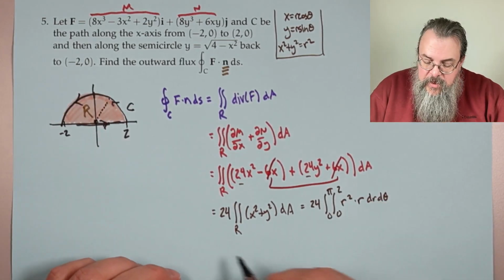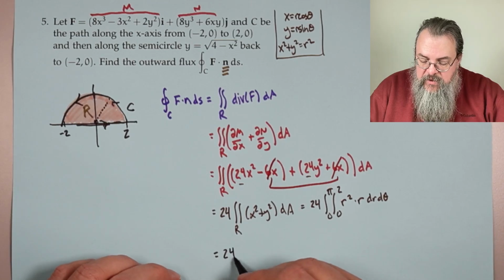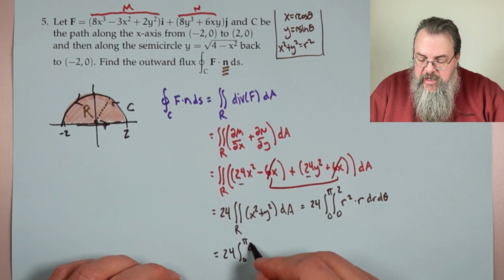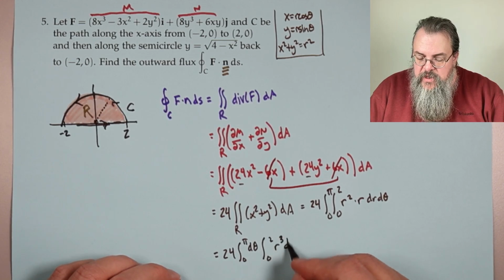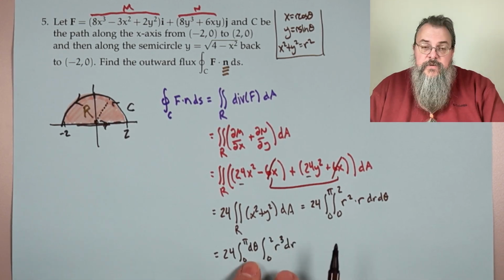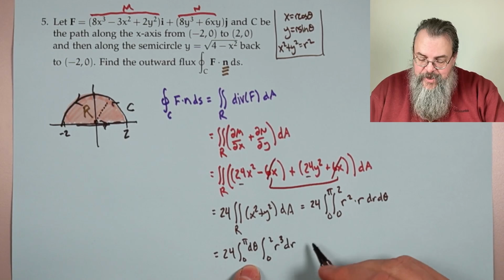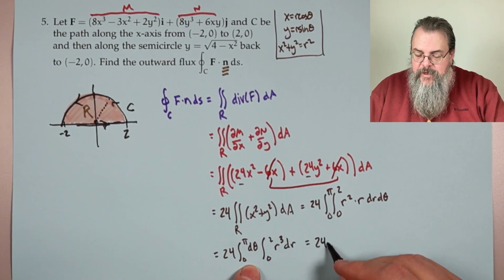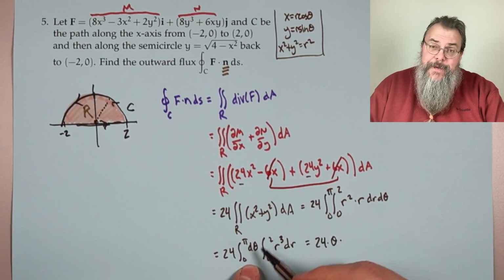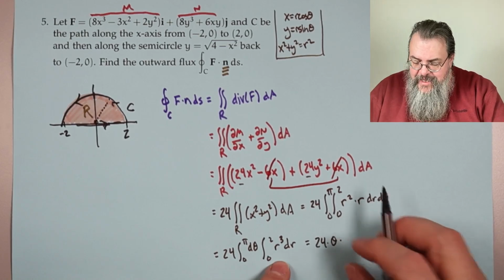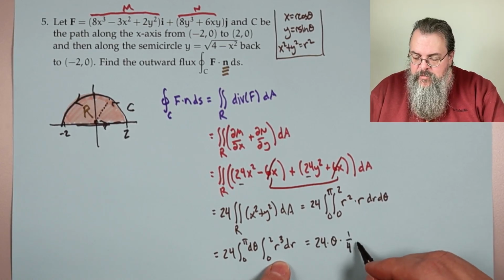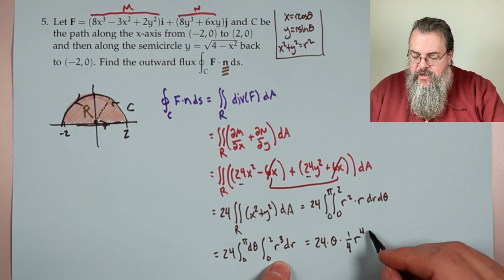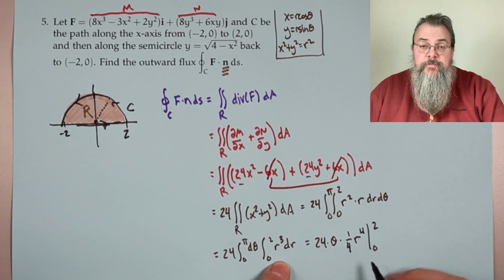Now, this is going to be good news for us because we can split these integrals. 0 to pi d theta and 0 to 2 of r cubed dr. Well, this first integral, no big surprise. That's going to give you theta, evaluated from 0 to pi. The second integral we'll actually work through. Be a little bit careful here. 1/4, and then it's going to be r to the 4th, evaluated from 0 to 2.